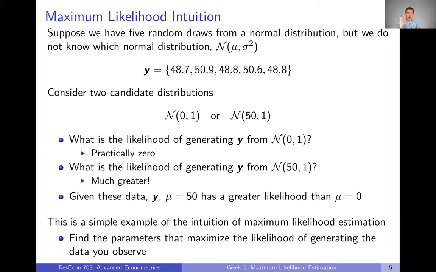Now let's consider 2 possible distributions, either a standard normal, mean 0, variance 1, or a normal distribution with mean 50 and variance of 1. Two different distributions, both normal, but centered at different places. Now let's think through this thought experiment. What's the likelihood of having generated that particular vector of random draws, 48.7 and so on, from a standard normal centered at zero? What's the likelihood that we could have drawn these five numbers in the 40s and 50s from a standard normal? It's going to be practically zero.